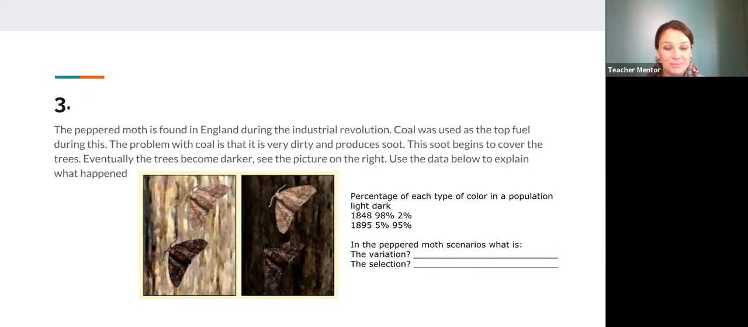Any ideas? Well, the selection within this peppered moth scenario actually kind of switches, because the selection is going to mean which moth is actually going to survive. So before the Industrial Revolution, the lighter moths were going to be able to survive. And then after the revolution, we were able to see more of the dark moths being selected for survival.